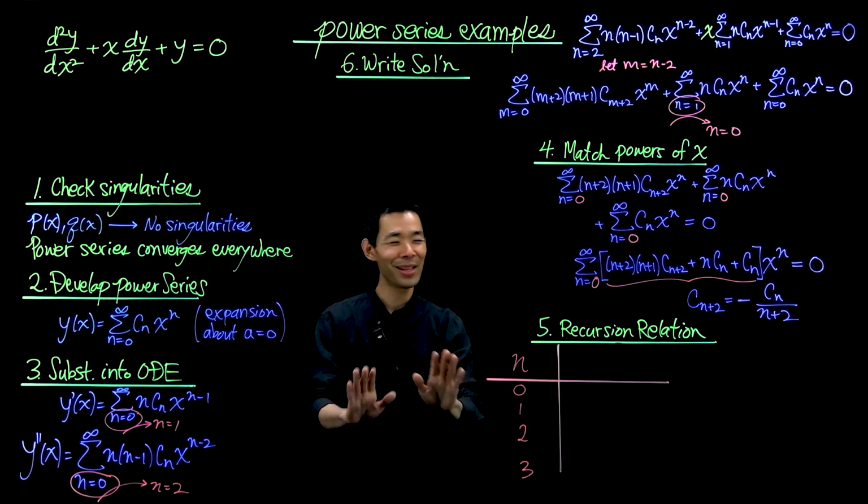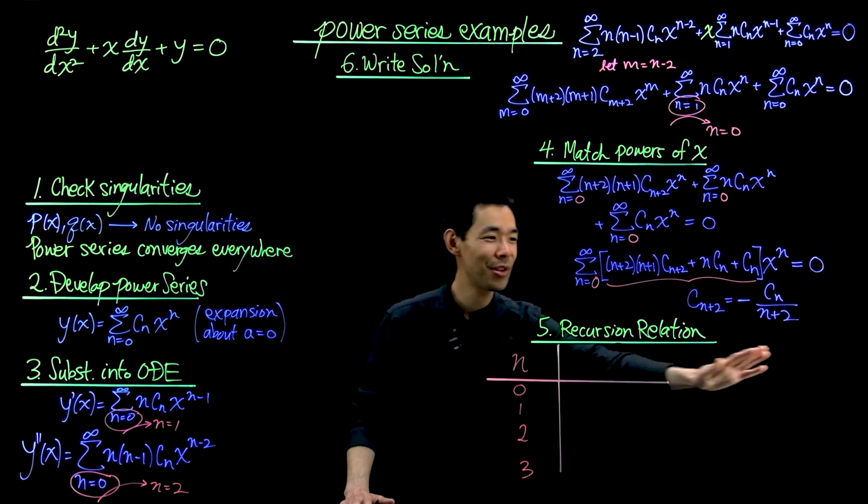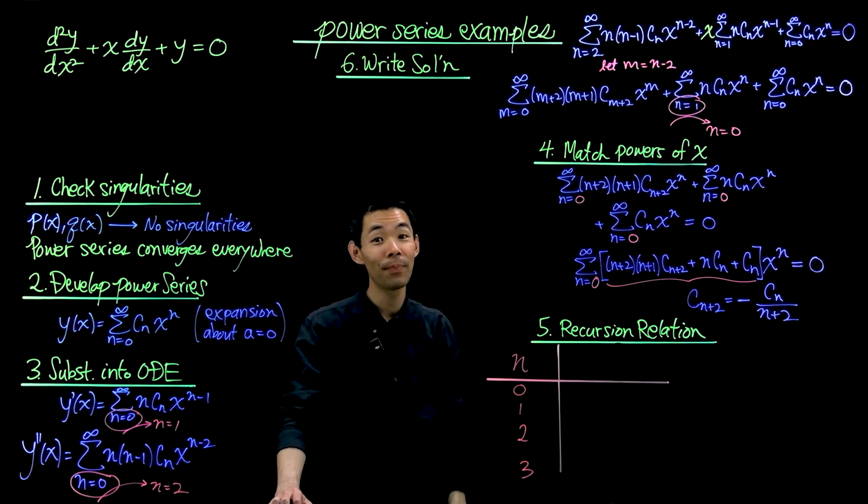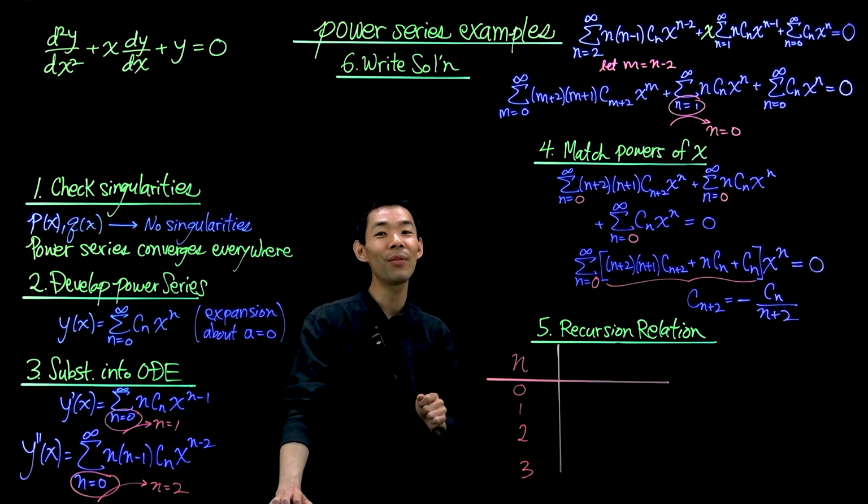Whichever method you choose, it doesn't matter. You get the same answer. You get this general recursion relationship. And at this stage, we're at step 5, which is to make the table. So let's construct the first couple of entries inside this table.